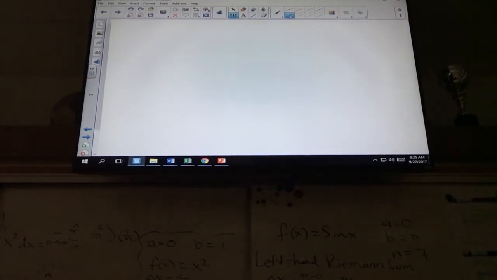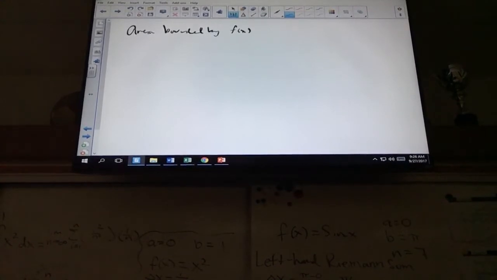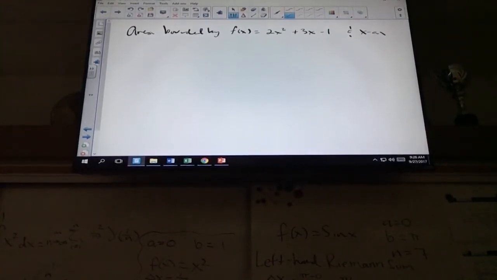So the first thing that we're going to look at is, let's say we want to find the area bounded by f of x equals 2x squared plus 3x minus 1 and the x-axis from x equals 1 to x equals 3, let's say.